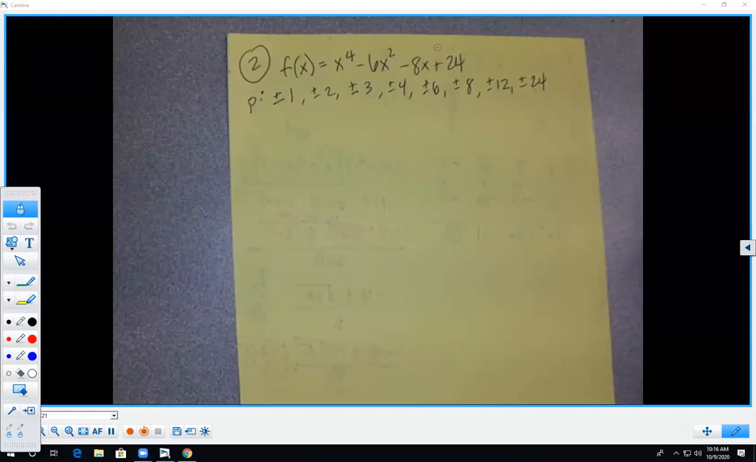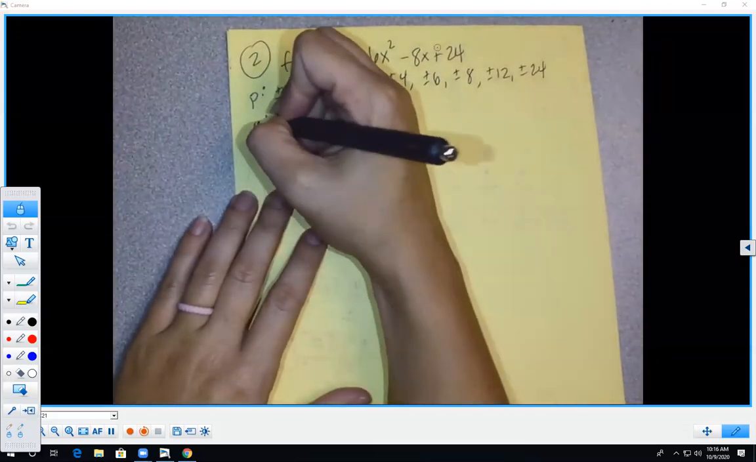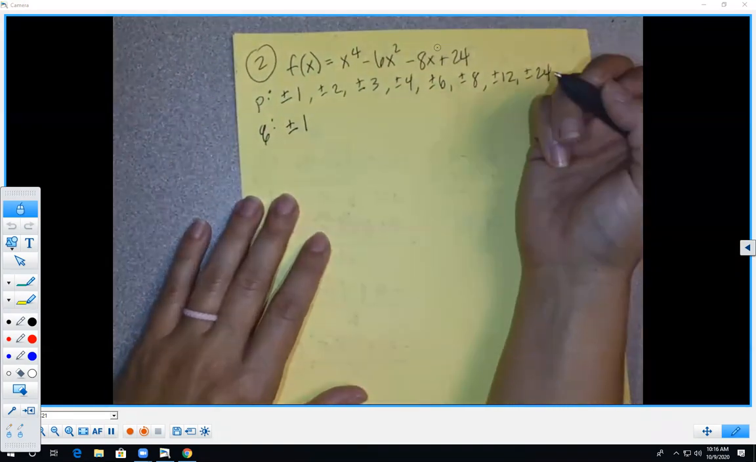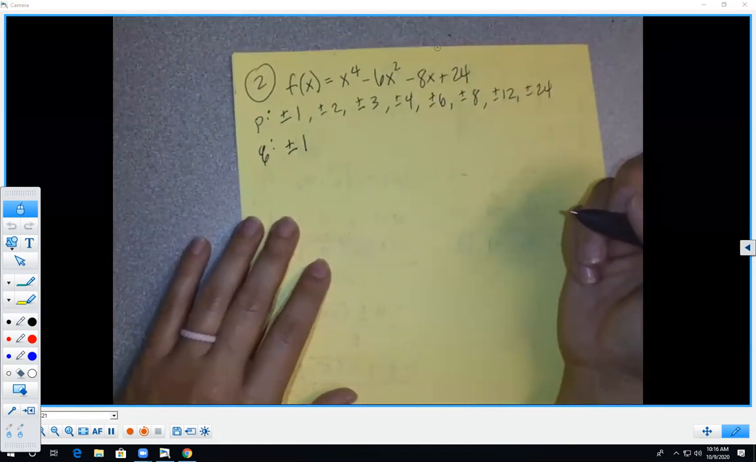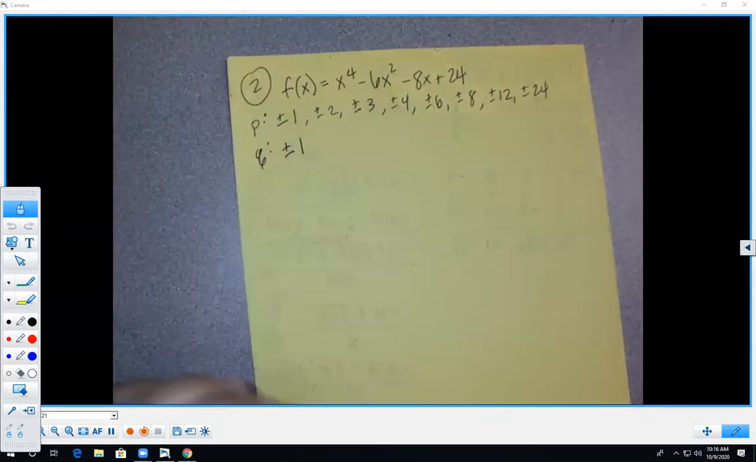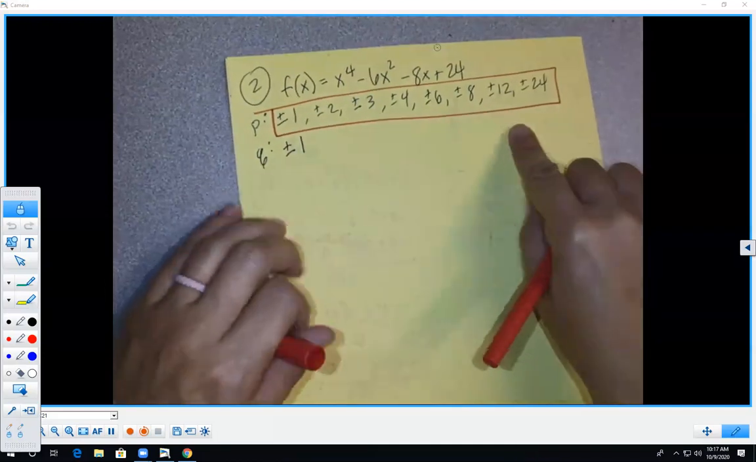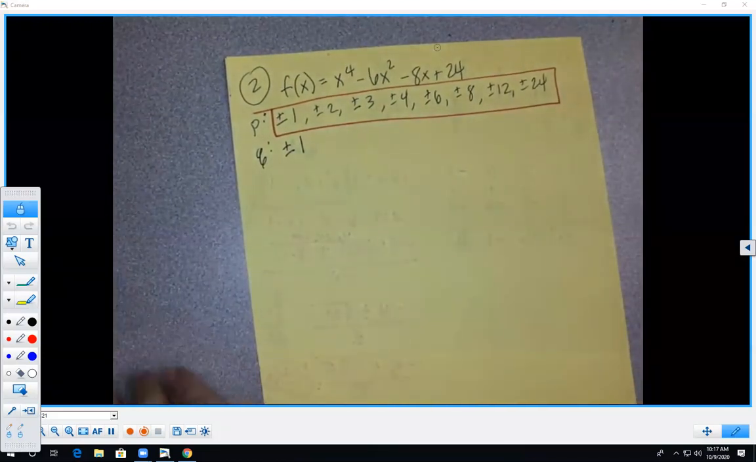What are my Q values? Or what's my leading coefficient? 1. So the factors of 1 are just 1. When I divide them out, what am I going to get? All the top. Like if that's the case, don't write that again. Just say this is the possible rational solutions.